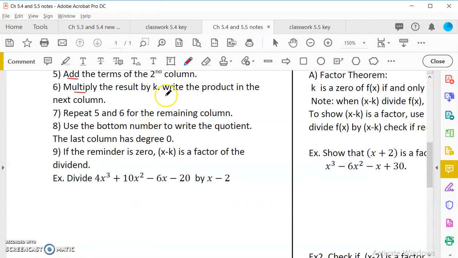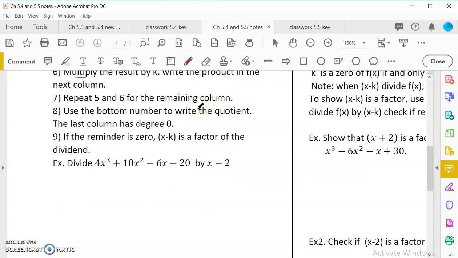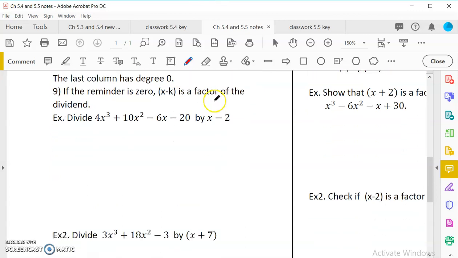Once you do that, the last column is the remainder, and then the second last is the unit place, and that's where you read the quotient.